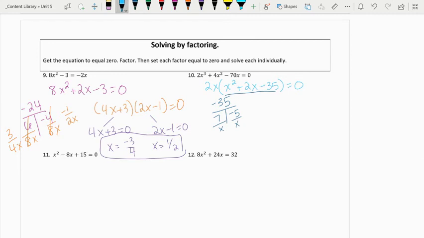So now we have that 2x out in front, and then we have x plus 7 and x minus 5. And we would set each equal to 0. So the first one would give me x equals 0. The next one would give me -7. And the last one would give me +5.